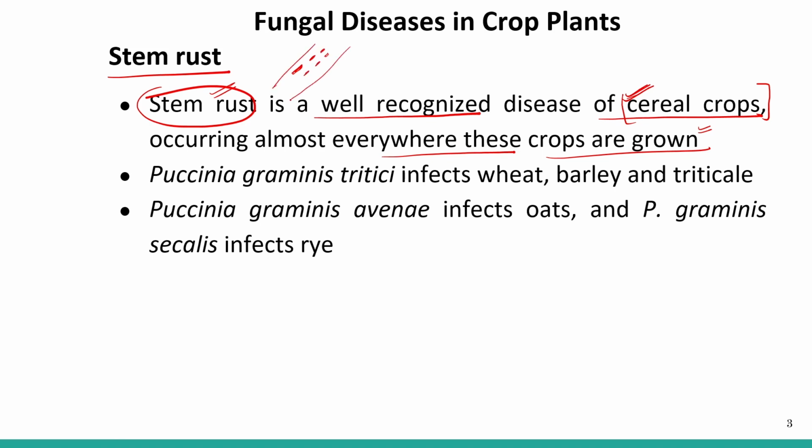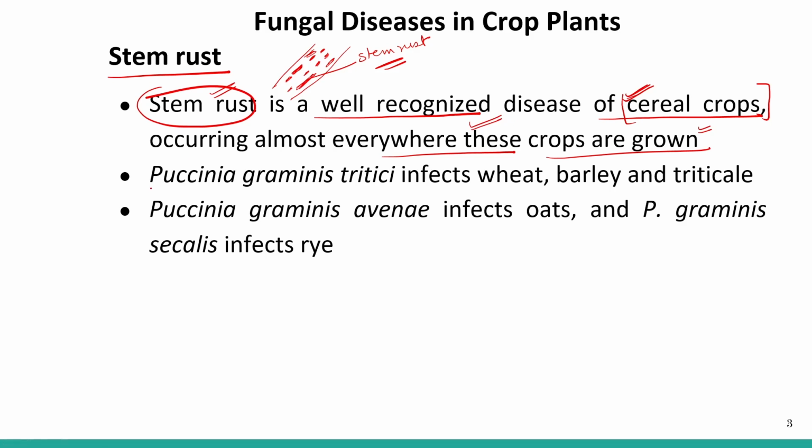So suppose this is a stem, we can see red color pustules on it like a rust on the iron. That is why it is called stem rust, and it is a fungal disease. It occurs everywhere wherever this particular crop, that is cereals, are grown.